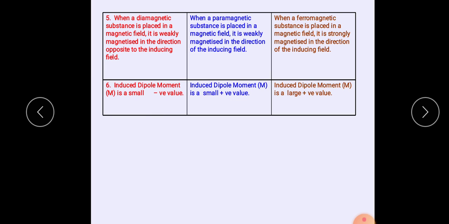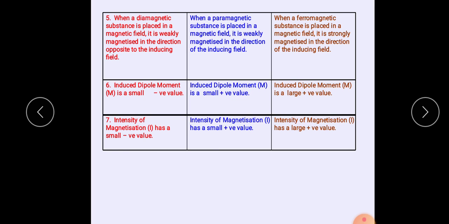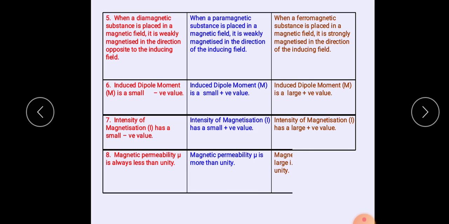Now the induced dipole moment is small and negative in case of diamagnetic substances. In case of paramagnetic, the induced dipole moment is small and positive. In case of ferromagnetic substances, the induced dipole moment is large and positive. Intensity of magnetization has a small and negative value for diamagnetic substances; for paramagnetic substances, it is small and positive. For ferromagnetic substances, it is large and positive.